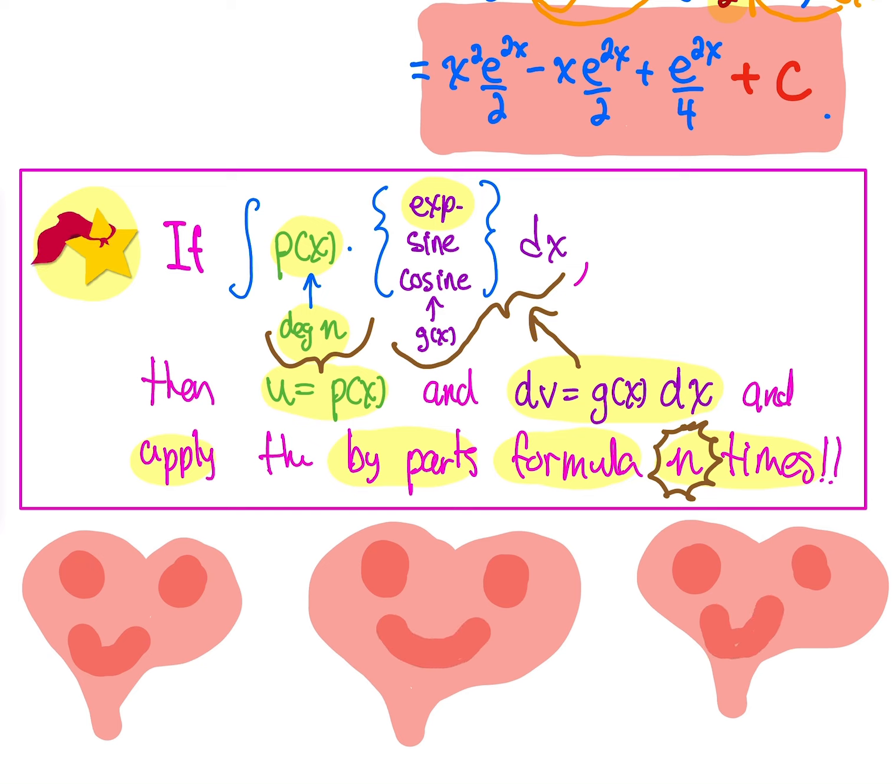So polynomial times exponential, assuming we are trying to solve it by parts, always try basic stuff first and use substitution. So this remark is really within the realm of, okay, I am doing it by parts. So u is your polynomial, dv is your exponential function, do this n times.